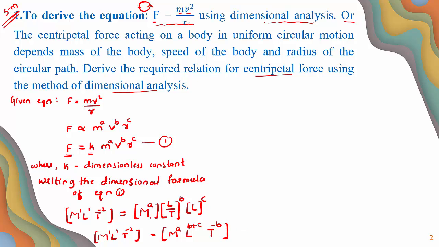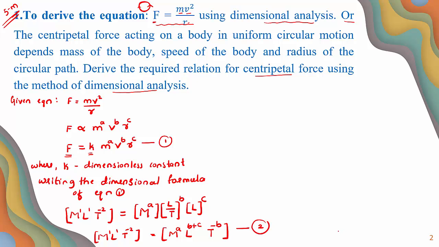Observe once again: m raised to a, L raised to b into L raised to c. The bases are the same, so the powers must be added, L raised to b plus c. Divided by t raised to b. When t raised to b is taken to the numerator, it becomes t raised to minus b. Let us take it as equation 2.